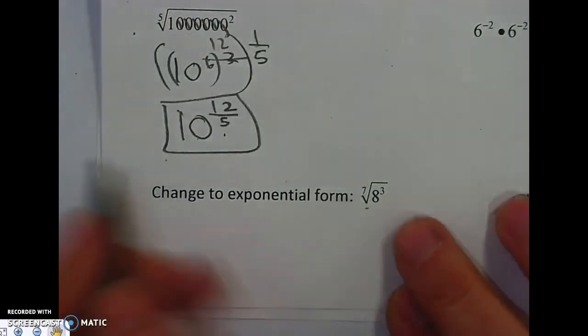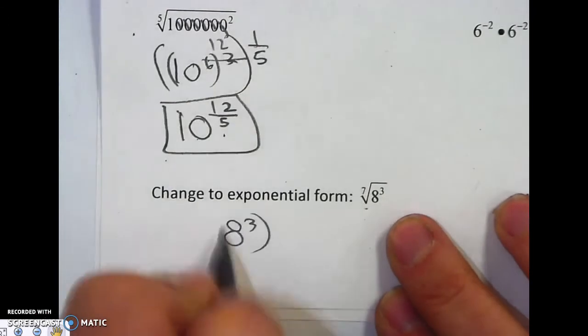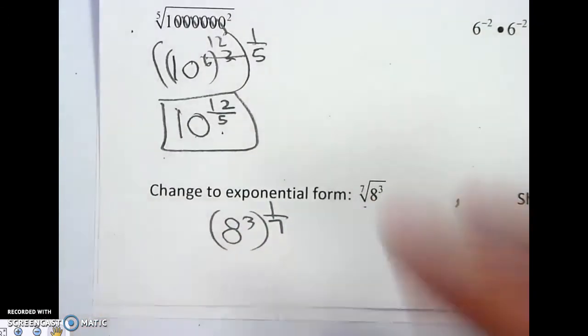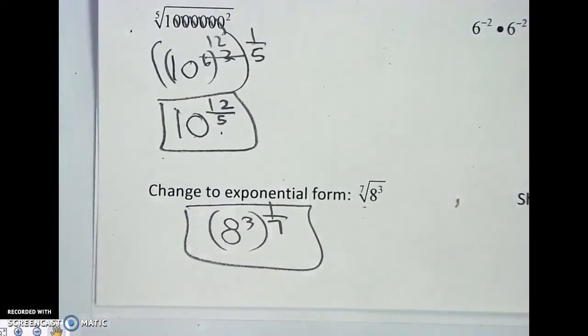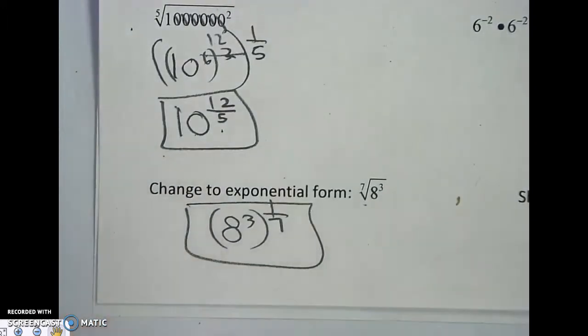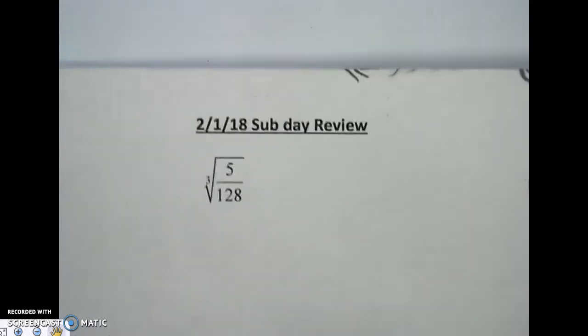Changing strictly to exponential form. This means 8 cubed to the 1/7. There's nothing else I can do there, so I'm done with that one. Okay. These other ones I'm going to probably go a little bit more slowly.